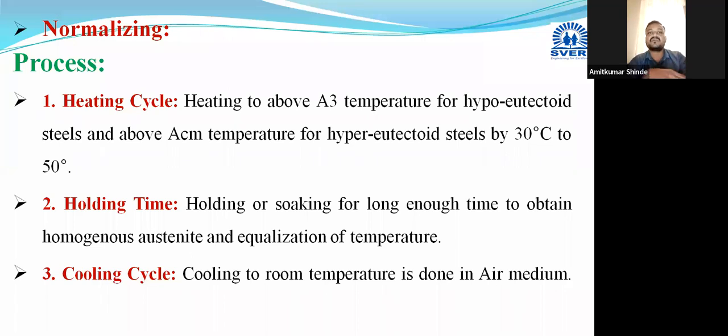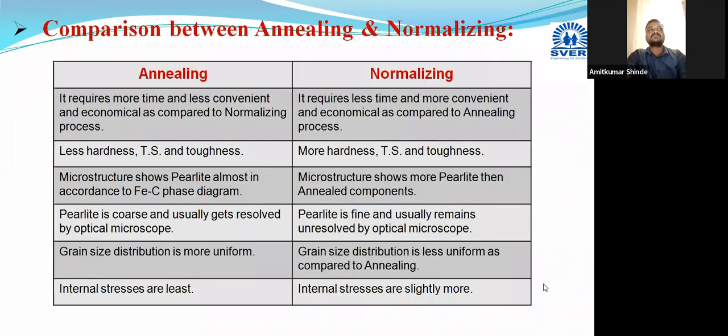And the cooling cycle. Cooling is done up to room temperature of that sample in the air medium. One sample we have removed from the muffle furnace and kept in the air for slow cooling. In the air medium, this is termed as normalizing. What is the difference here? The difference is in the heating temperature zone depending on the type of steel, and the difference is also in the cooling medium used. In annealing we are doing furnace cooling, and in normalizing we are doing air cooling.